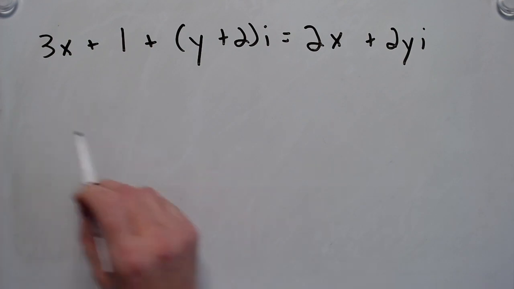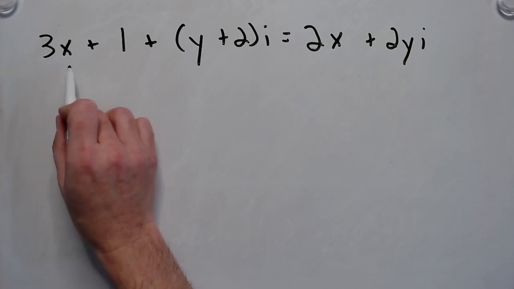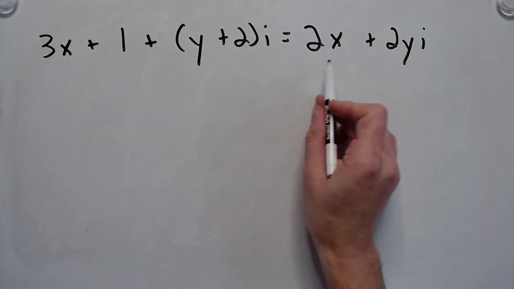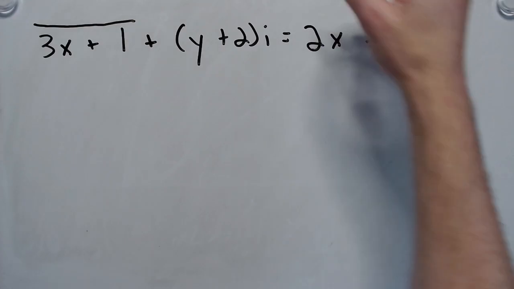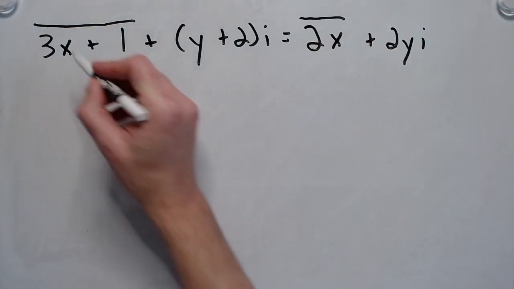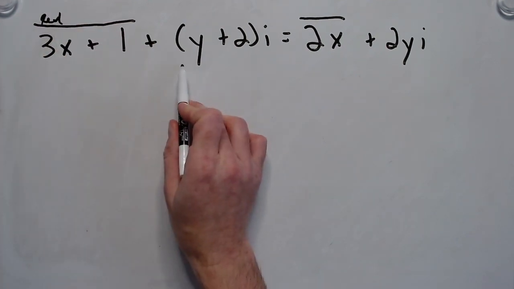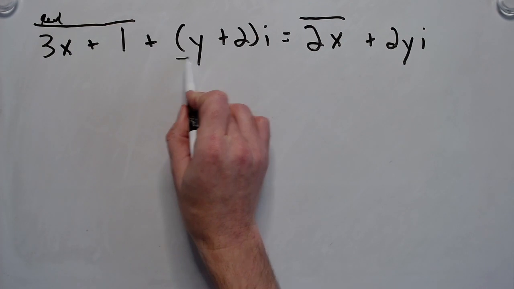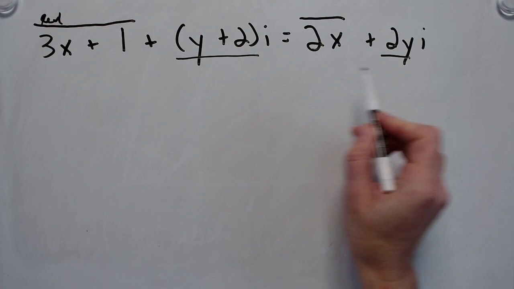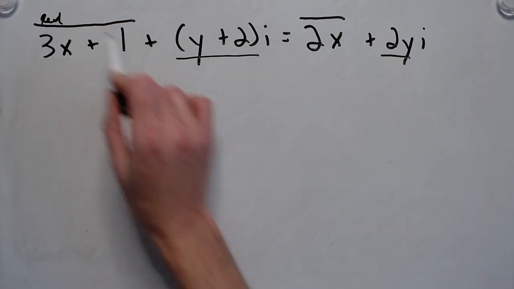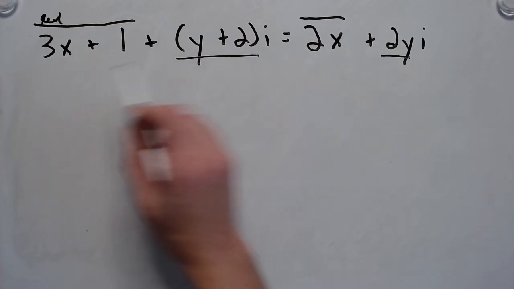So before we do that, let's just isolate the real parts and the imaginary parts. So 3x is real, 1 is real, and 2x is real. So I'm going to draw a line over these. And these are the real parts. And the imaginary parts would be y plus 2 and 2y. So remember, when we have an equation like this, the real parts on one side have to equal the real parts on the other side. So let's just write that out.